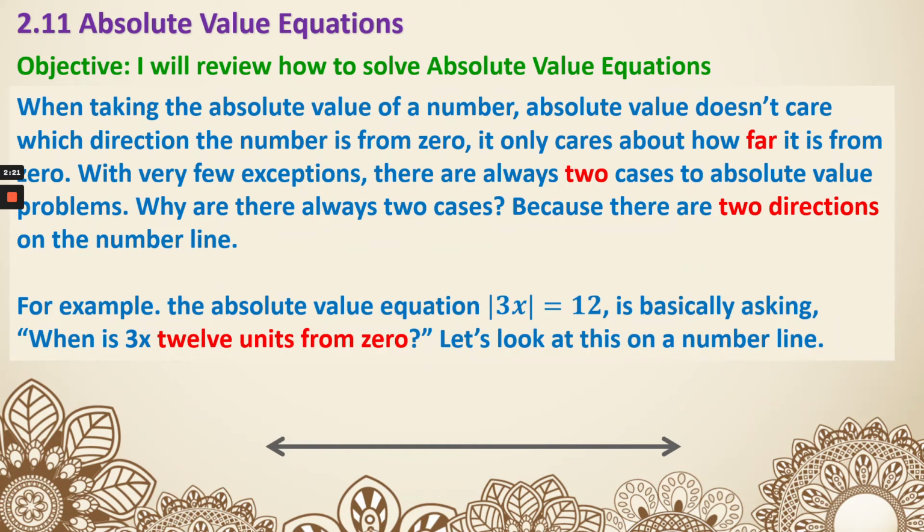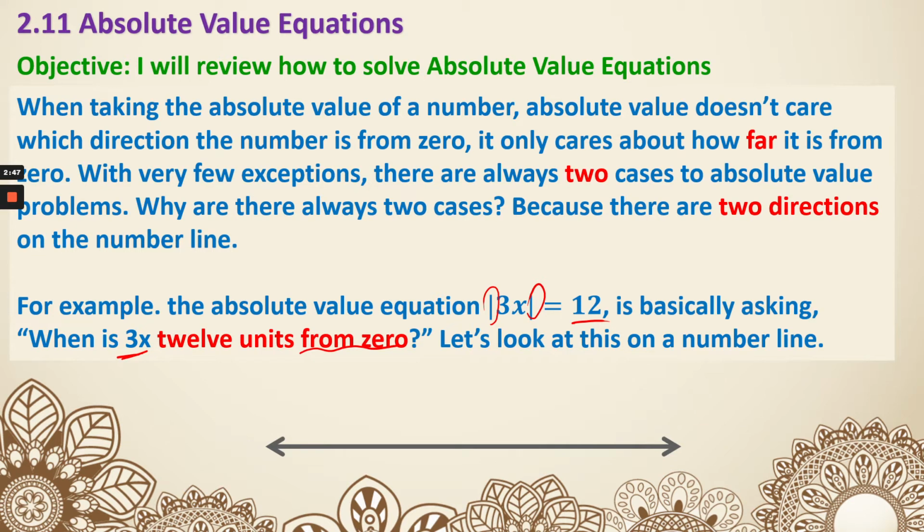So now, for example, the absolute value equation, let's say it's the absolute value of 3x equals 12. That is basically asking, when is 3x 12 units from 0? Because again, the absolute value sign means the distance away from 0, and that's saying it's 12 away from 0. As for what is 12 away from 0, that's got to be what's inside, so it's 3x. That's what this actually means.